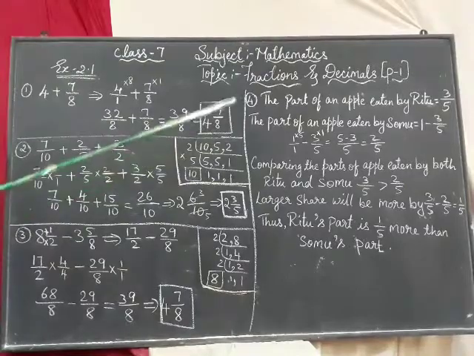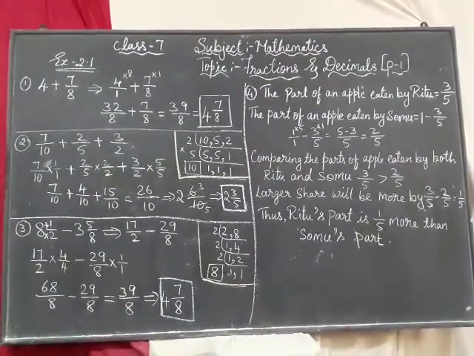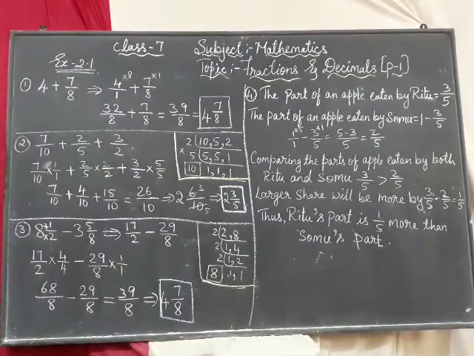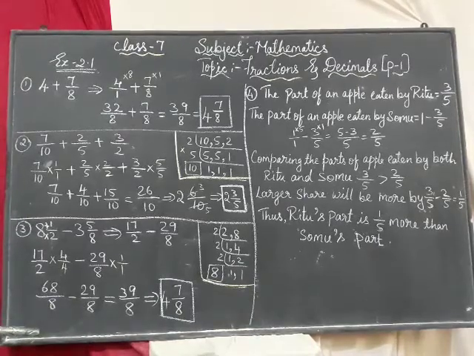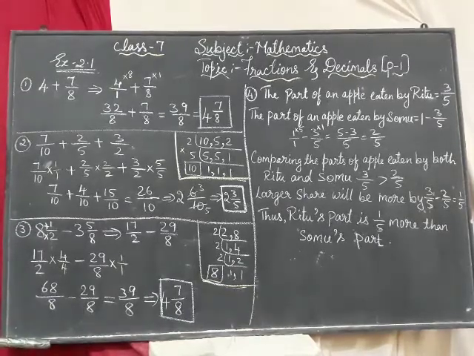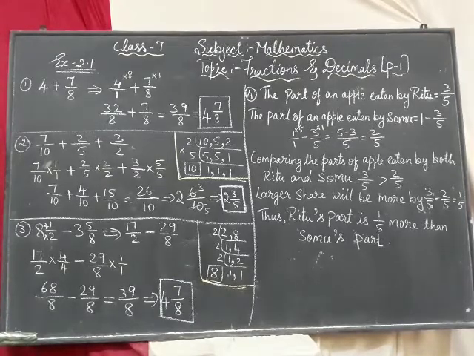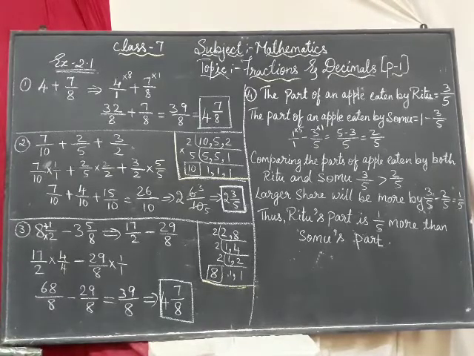Next we will go to the what? Word problems. From your textbook I have selected one question, that is question number 7, exercise 2.1. Here it says Ritu ate 3 by 5 part of an apple and the remaining apple was eaten by her brother Somu. How much part of the apple did Somu eat? Who had the largest share? By how much? There are 3 questions in this.